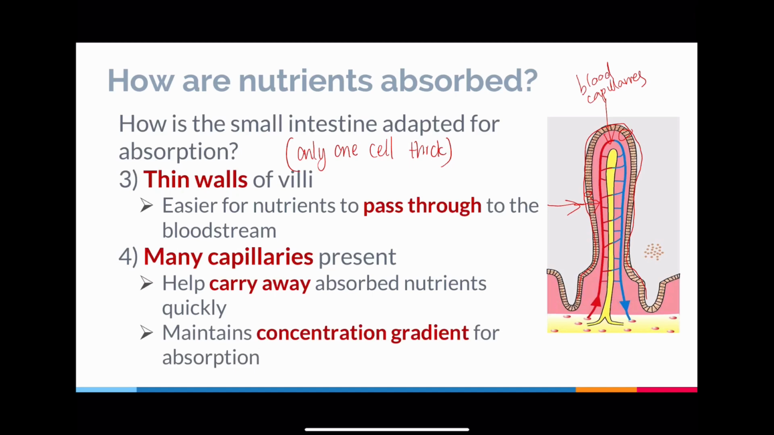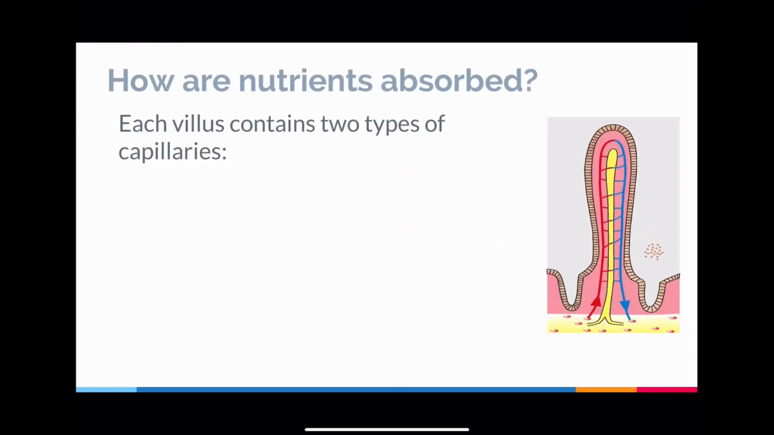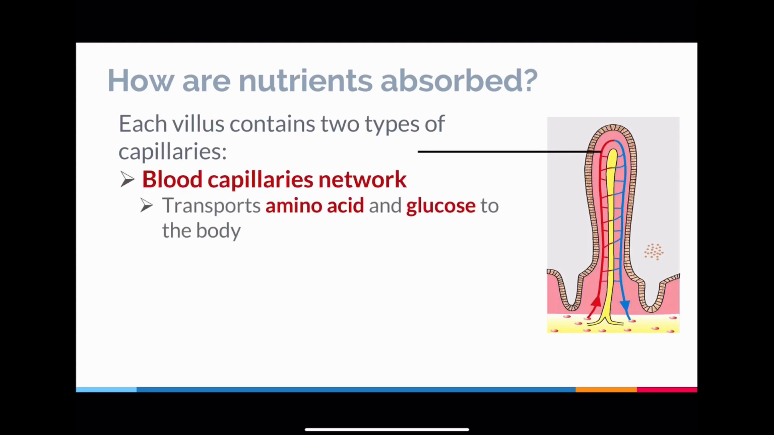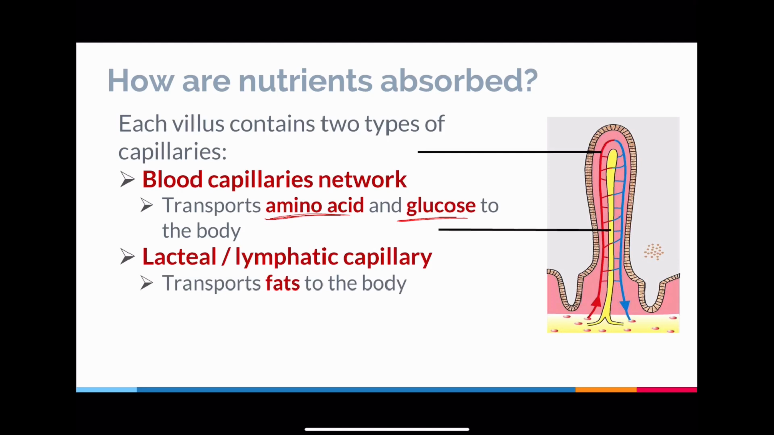Now, if you zoom in and try to study how each villus functions, you realize that each villus contains 2 types of capillaries. The one is what I mentioned just now, what I call the blood capillaries network, which is represented by the red line and connected to the blue lines. It's the one that actually helps to transport amino acid and glucose. The other one in the middle that you can see over here, the yellow structure, is what I call the lacteal or lymphatic capillary. The purpose is to actually help to transport fats to the body.